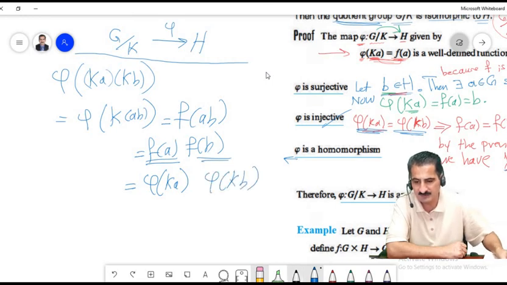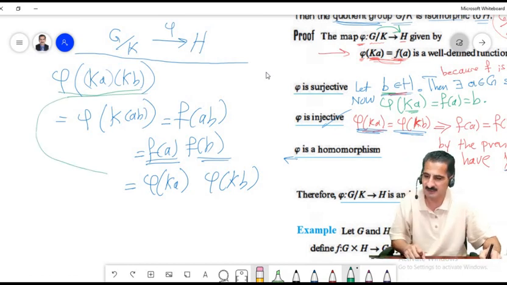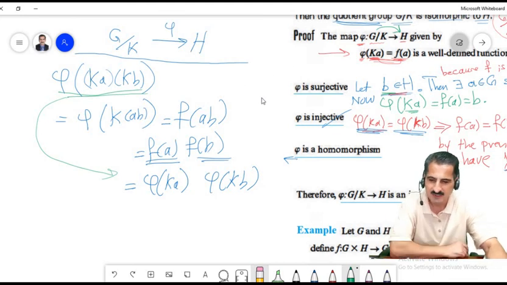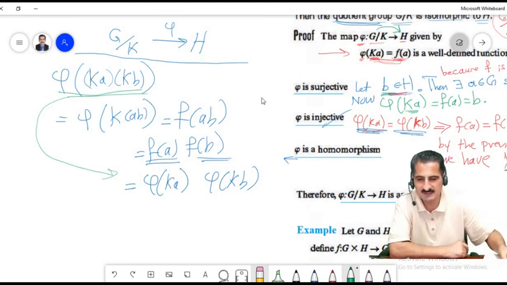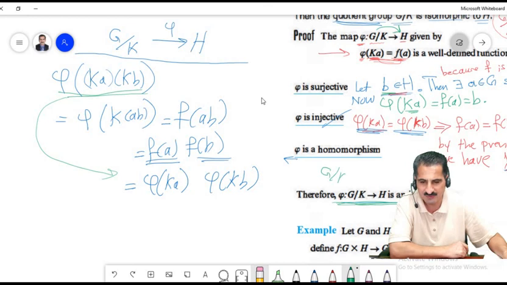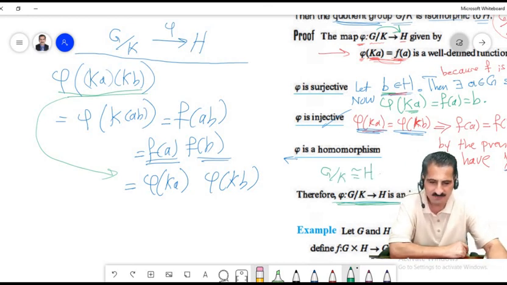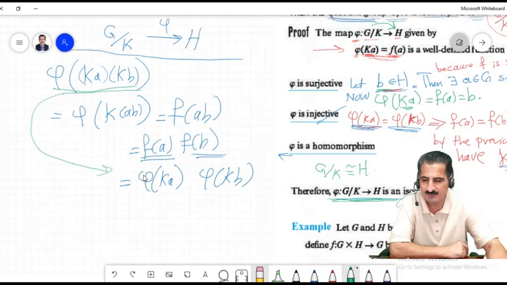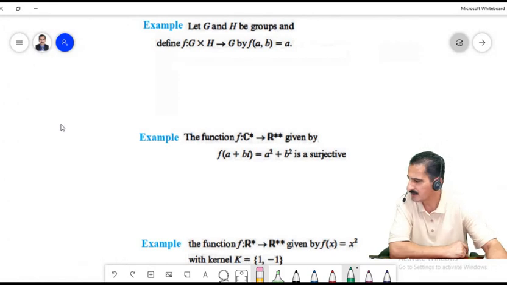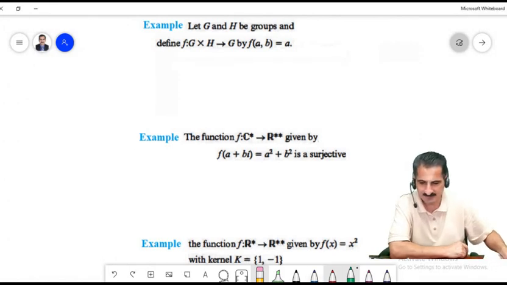Now what we have done here: phi of ka times kb is equal to phi of ka times phi of kb, and therefore phi is a homomorphism, and that gives us that phi is an isomorphism, and G over K is isomorphic to H. This is the first isomorphism theorem, and it is a very important theorem in algebra. Okay, let's work examples on that.